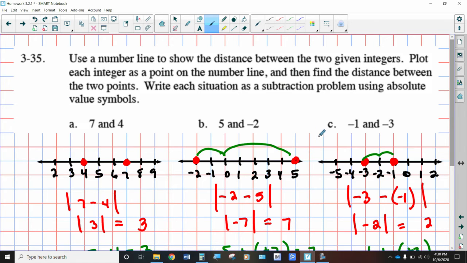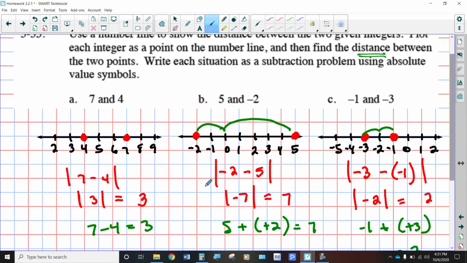All right, now let's take a look at some absolute value types of concepts. Use a number line to show the distance between the two given integers. Plot each point as a point on the number line and then find the distance between them. Now remember, distance is never expressed as a negative. It's just as a number of positive units. So this is the idea of absolute value. How far are 7 and 4 away from each other on the number line? They are 3 units away from each other. It doesn't matter if you go 4 minus 7 or 7 minus 4. If you always take the absolute value, you're going to get positive 3 for your answer.